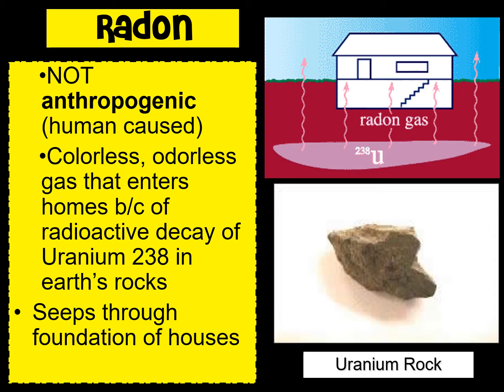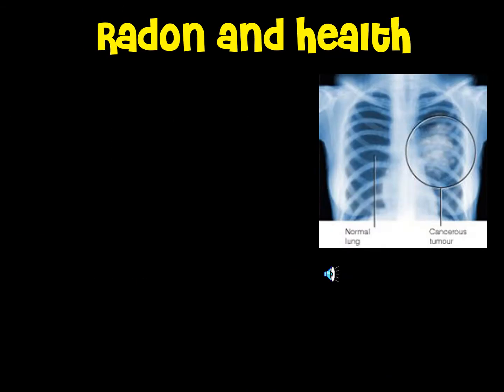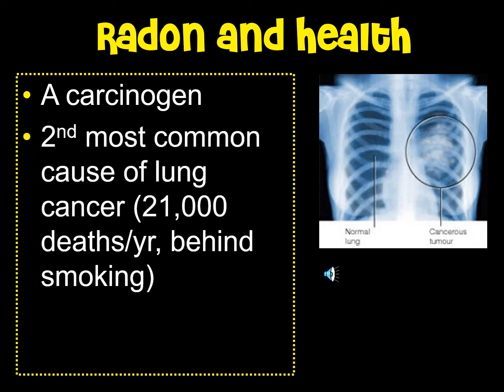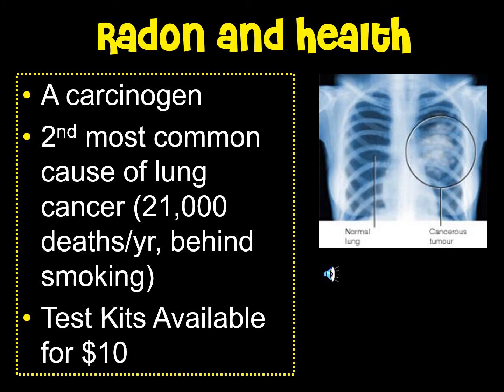How does it get into the house? Well, of course, there are pores and things like that in the soil. There are also pores in the foundations, and there are cracks where those gases can travel and come up through the foundations of your house. What does radon do to you? Well, it is a carcinogen. That means this is a chemical that is known to cause cancer. In fact, it is the second most common cause of lung cancer in the world, second to smoking.